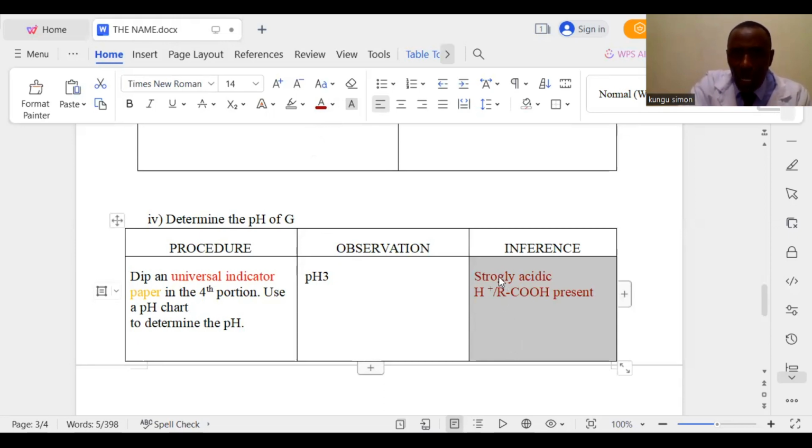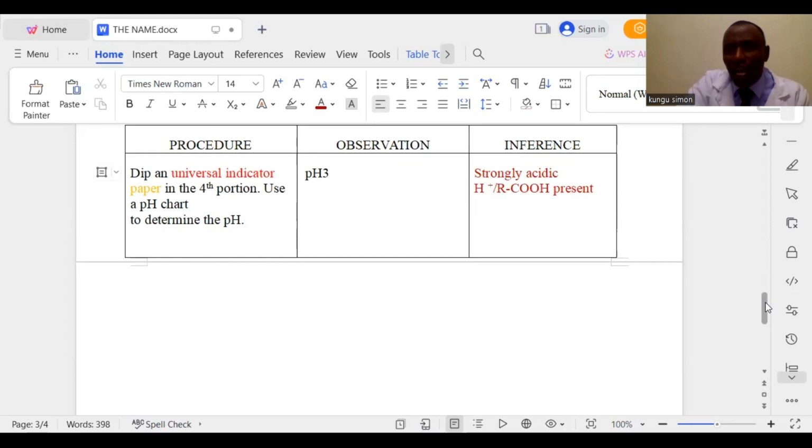This is the way. Please don't write strong acid, put it strongly acidic. Strongly acidic. We can deduce that from the pH scale. That one is strongly acidic. And then number two, the fact that it is an acid, we can also tell that indeed hydrogen ions or RCOOH are present. And basically that's what we are talking about.